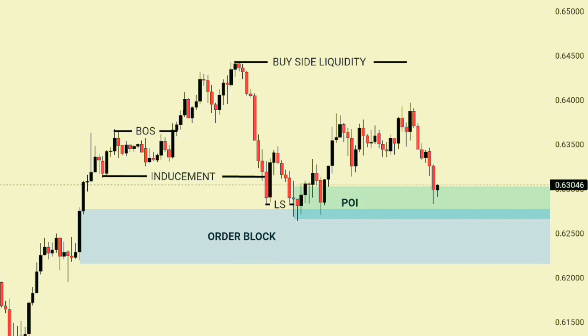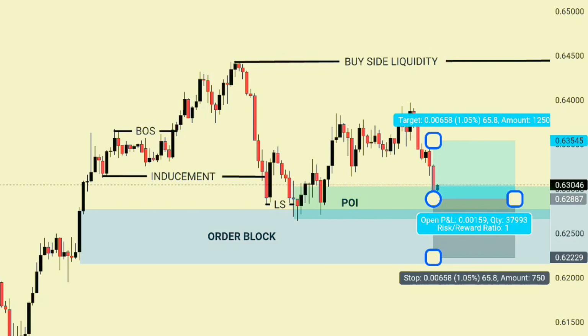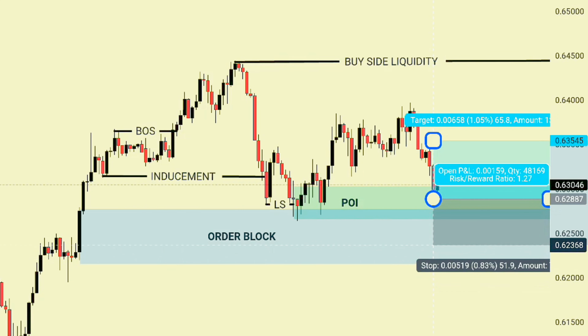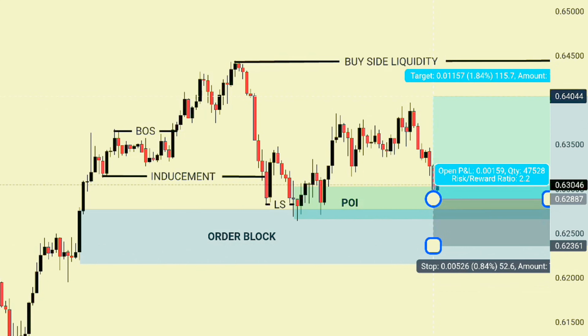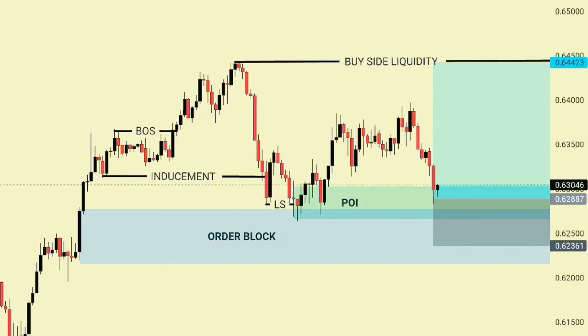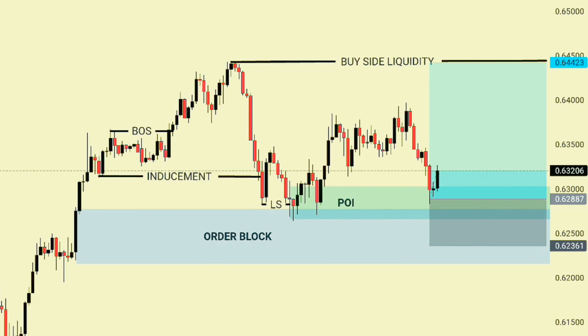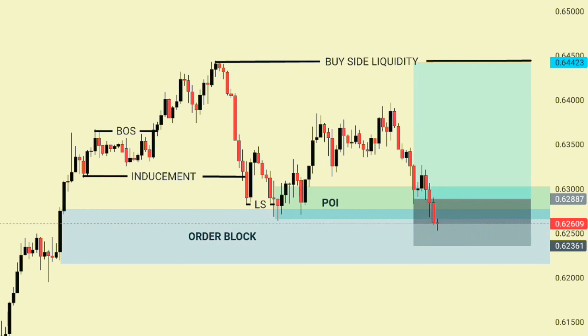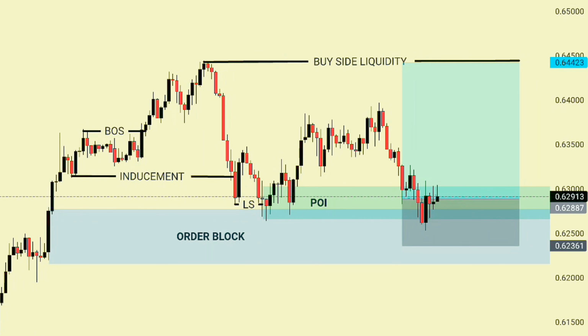Once price shows bullish reaction inside the point of interest, the buy trade is executed. Entry is taken from the point of interest. Stop loss is placed below the liquidity sweep. Target is placed at the buy-side liquidity. Price then expands strongly upward, delivering a clean bullish move. This move is logical. This move is planned.